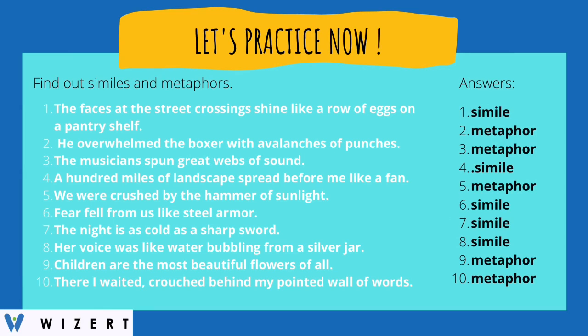4. 100 miles of landscape spread before me like a fan. The word like is here, so the fourth one is a simile. 5. We were crushed by the hammer of sunlight is of course a metaphor. 6. Fear fell from us like steel armor is a simile. 7. The night is as cold as a sharp sword is again a simile because of the word as.